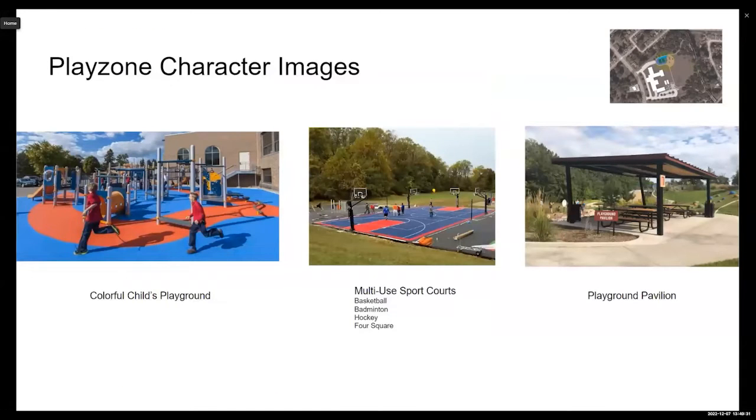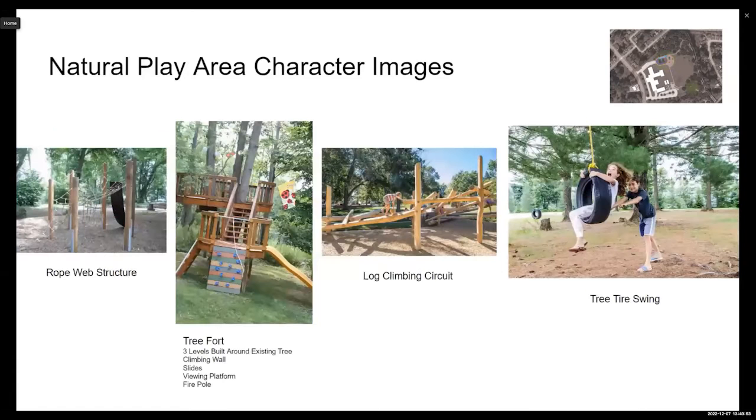Here are some character images for the play zone to help imagine what this place could be. As you can see, there is a colorful child's playground, a multi-use sport court that can accommodate basketball, badminton, hockey, and foursquare, and then the playground pavilion to help provide shade and shelter. And the nature play area that I discussed earlier, here we can visualize the different elements like the log climbing circuit, tree tire swing, tree fort, and rope structure.